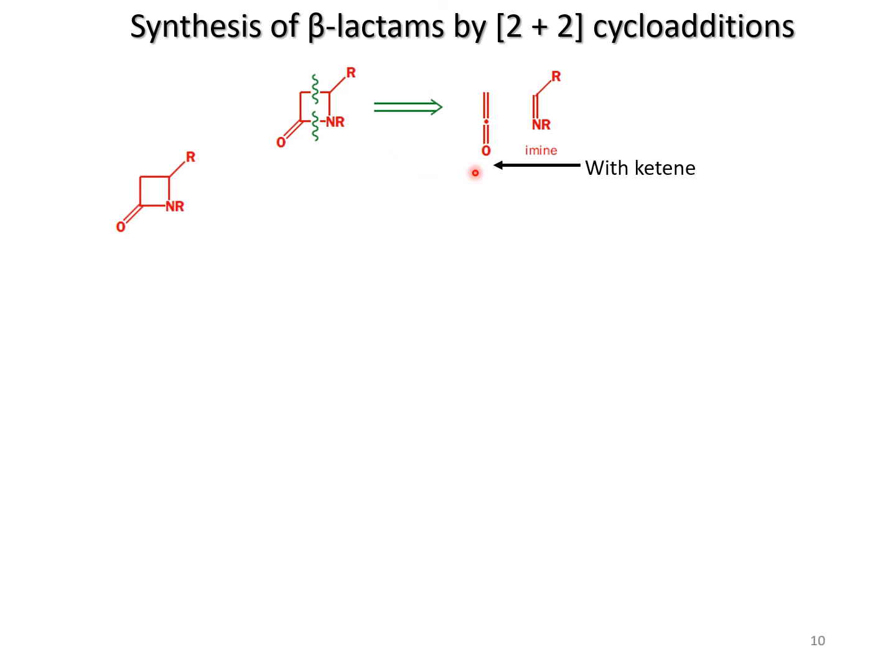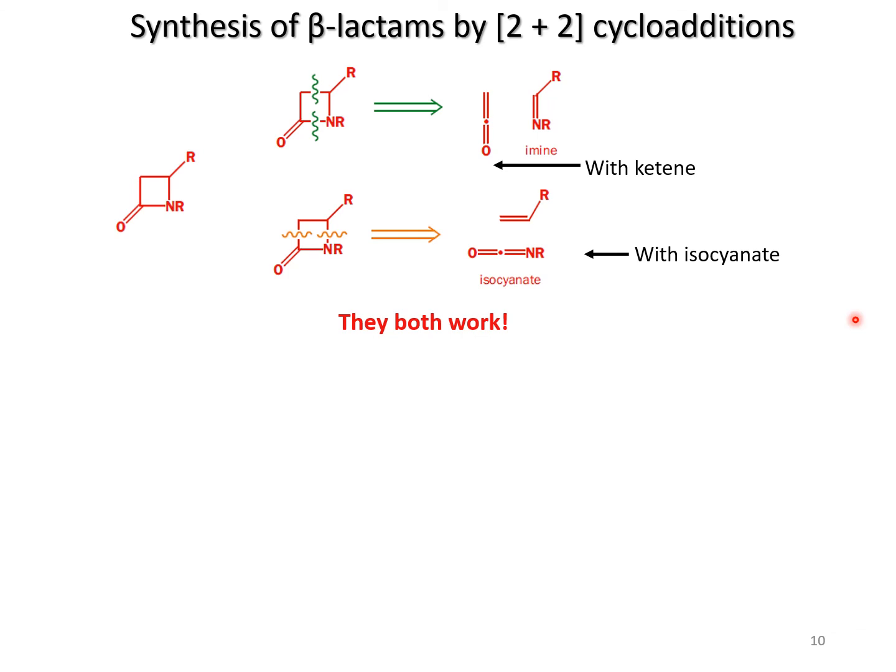In this case, we can form this ketene, and we can do it in the presence of an imine. Instead, if you want to cut in this other direction, the highly activated species could be this isocyanate, and the other component might be this alkene. The good news is that they both work.